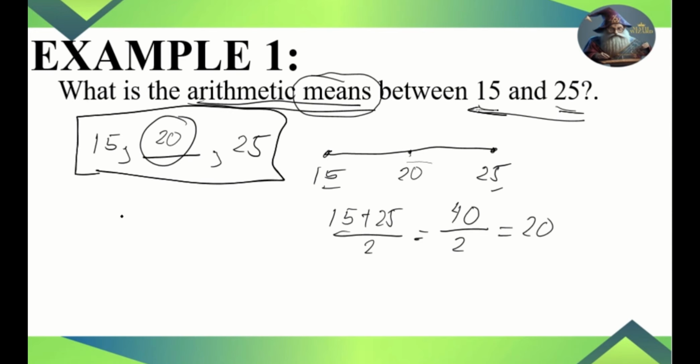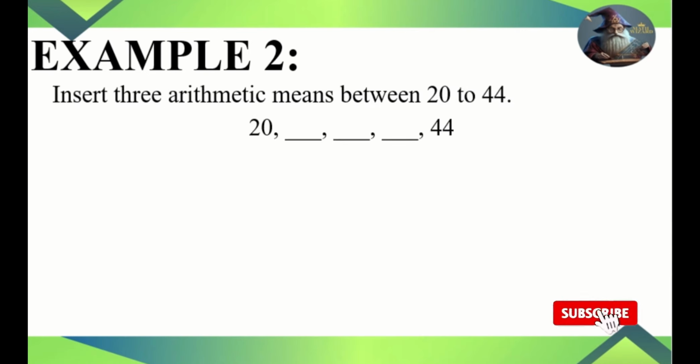Okay? Paano naman kapag dalawang magkasunod na blank or dalawang missing term? Okay. So dito pala tatlong missing term. So the same lang din naman siya kung dalawang missing term o tatlong missing term, pare-pareho lang ang kailangang gawin. Okay, kasi ang sabi dito, insert 3 arithmetic means. So ibig sabihin 1, 2, 3 between 20 and 44. So hahanapin natin itong tatlo na ito. Okay? Yan yung hahanapin natin.